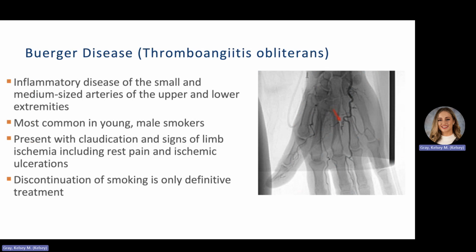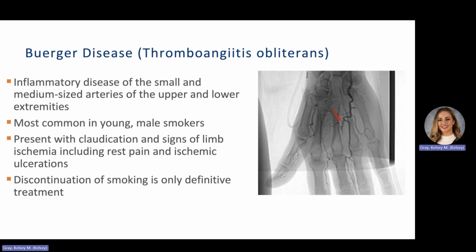Buerger's disease is thromboangiitis obliterans. This is an inflammatory disease of the small and medium-sized arteries of the upper and lower extremities. It is not as often seen in the upper extremities. There will be characteristic corkscrew vessels on arteriogram, shown on the right, most commonly seen in young male smokers.